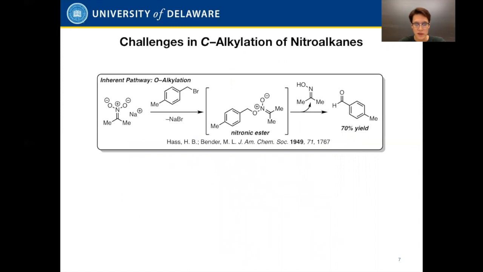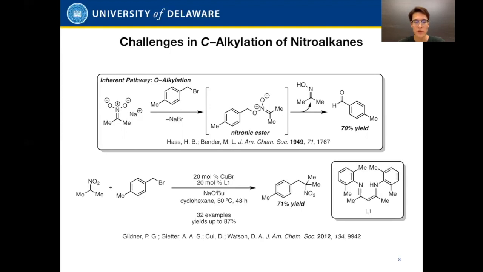The reason for this is that the nitronate anion that is generated in situ prefers to react with the alkyl halide through O-alkylation, which forms a nitronic ester intermediate that rapidly decomposes under basic conditions to generate aldehyde and oxime as products. Although efforts have been made in the past to overturn the chemoselectivity to favor C-alkylation, these methods proved to be limited in various ways. Now, our group became interested in developing a practical and mild approach to addressing this challenge. So we turned our attention to transition metal catalysis.